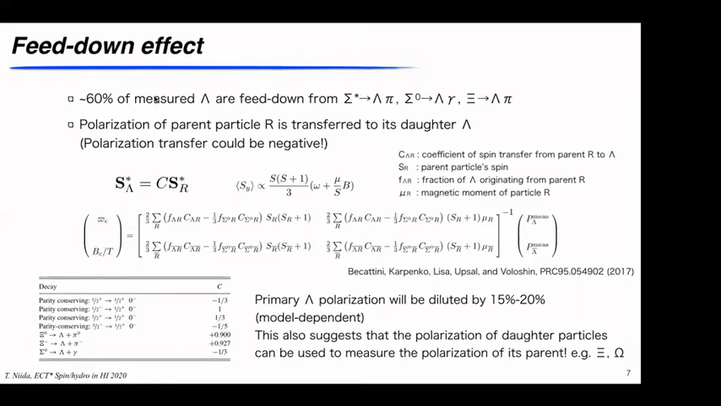Since we have a feed-down effect, we have to consider this effect. Based on the detailed study in this paper, the effect is found to be roughly 5 to 20%. So the primary lambda polarization will be diluted, but this value is also model dependent. Also, this relation tells us that the polarization of the daughter particle, or daughter lambda, can be used to measure your parent polarization, for example the psi or omega. I'll come to that point maybe at the end of this talk.